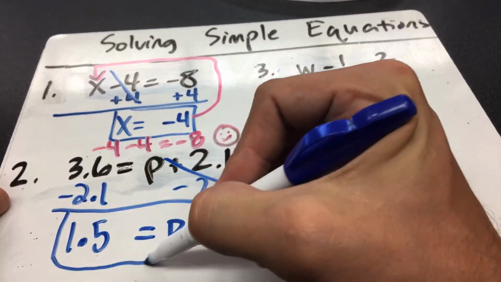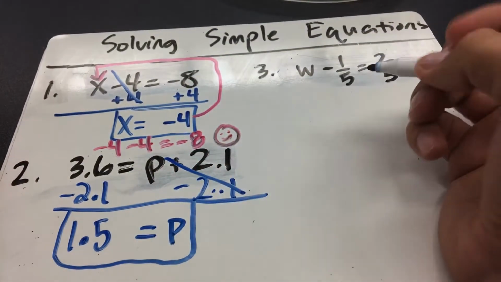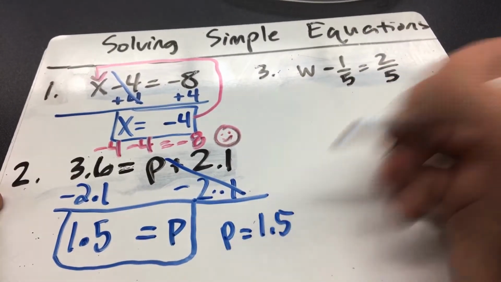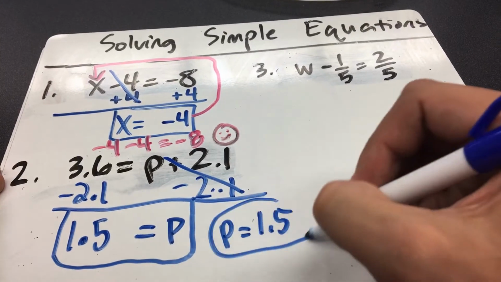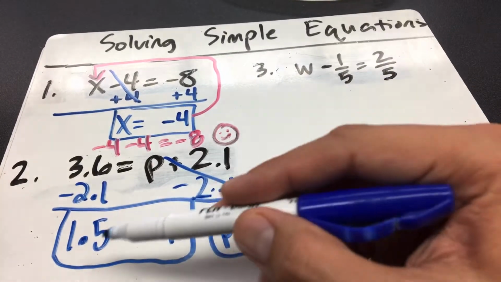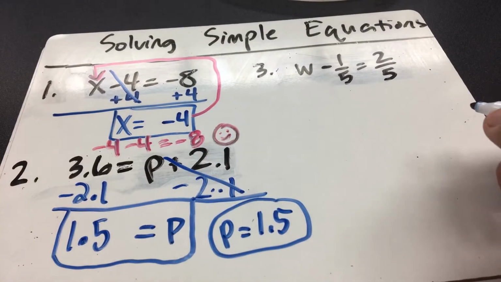Now, every year I have a few kids who really get bothered by this, and they're like, well, wait a second. Is that the same thing as this? P equals 1.5? Of course it is. So I don't care how you write it. If you want to write it like this because this just looks more normal to you, but if you want to keep it like that, it's technically the same thing.